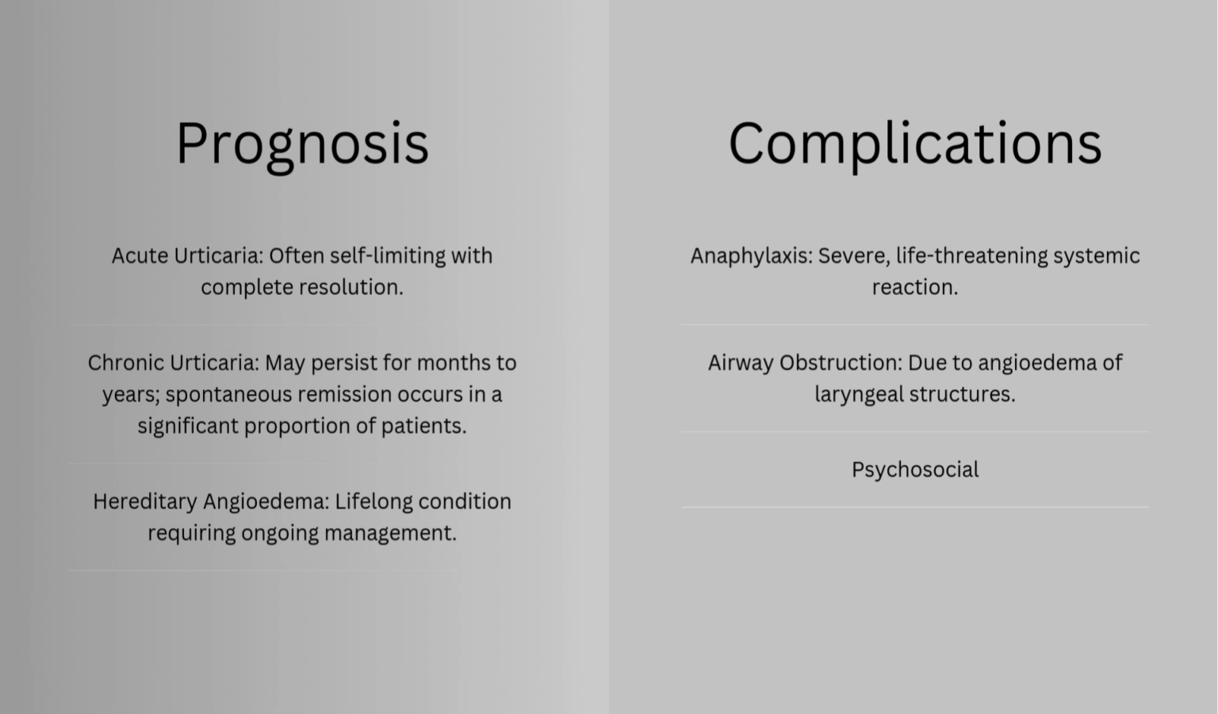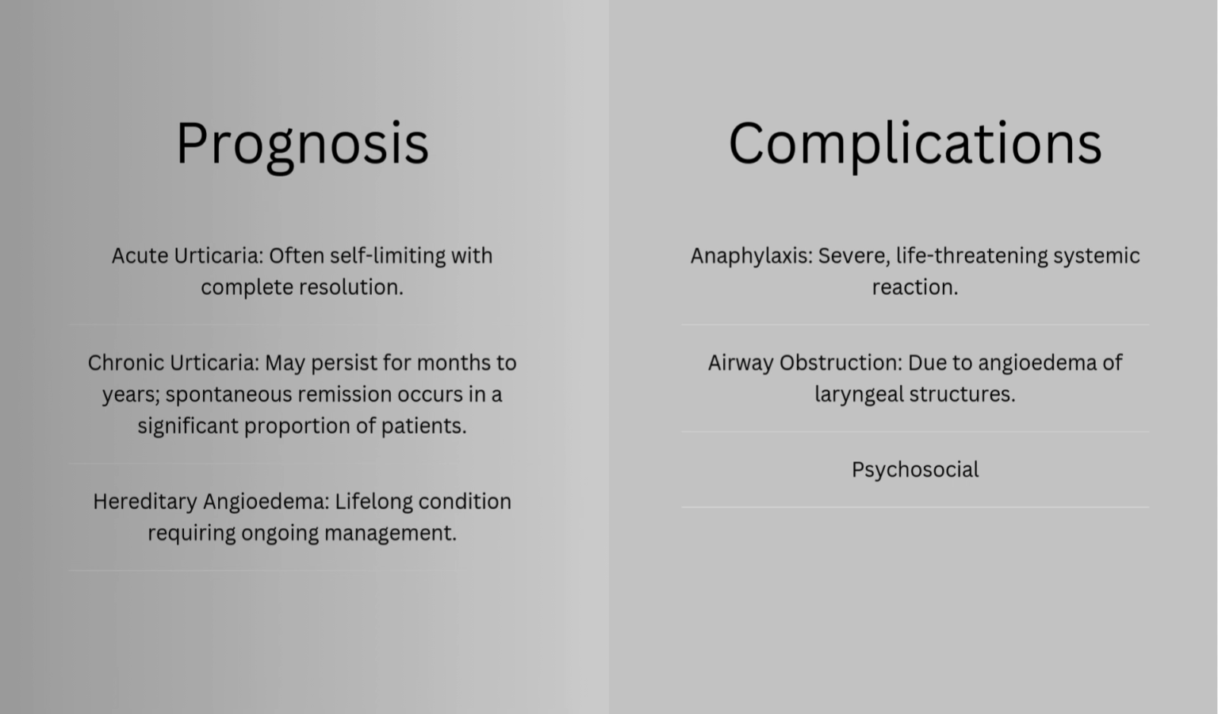Yet there is hope. Spontaneous remission occurs in a significant proportion of cases, reminding us to stay optimistic and persistent in management. For those with hereditary angioedema, the journey is lifelong. It demands ongoing management, meticulous monitoring, and a proactive approach to prevent and address acute episodes. Despite its challenges, advancements in therapy offer a promising path forward.